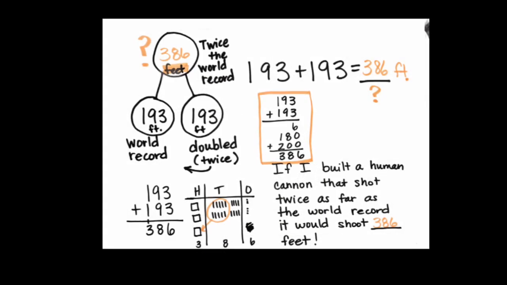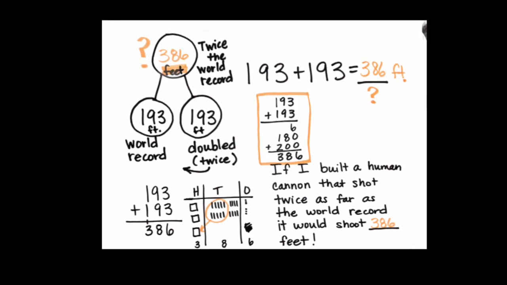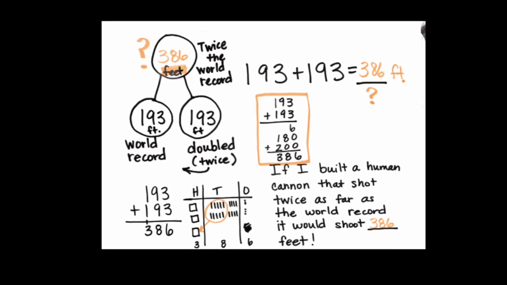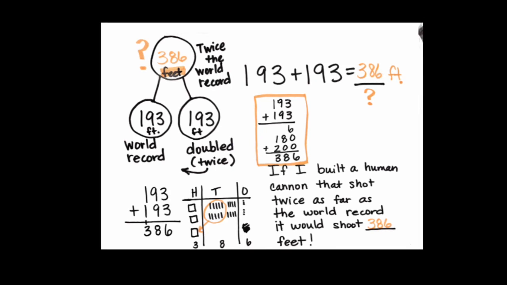So I've got my drawing, my equation, my answer solved a few different ways. One way is plenty. I've just given some options. And so finally, I need to label it and give a complete sentence. If I build a human cannon that shot twice as far as the world record, it would shoot 386 feet.